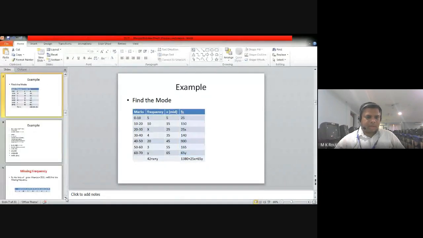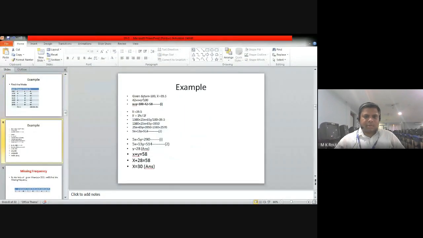Okay. So let's solve combinedly. First, in the data given, n, the number of students, is given: n equals 100. And the average, that is the mean, x bar equals 39.5. I repeat, the number of students should be considered as the number of observations, denoted as n, n equals 100, and the mean is given as 39.5.